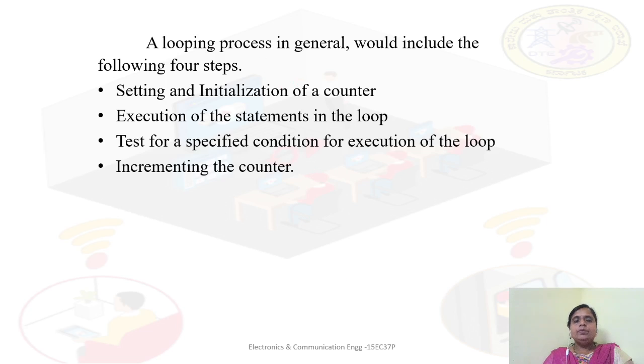What are we doing in this looping process? The looping process can be set up in four ways. The first step is to set up and initialize a counter. Next comes the body of the loop, that is the execution of particular statements, and then we test the condition for which the execution has to take place, and we increment the counter. As we have initialized this counter here, it is to be either incremented or decremented, depending. So this is how the process of looping works.